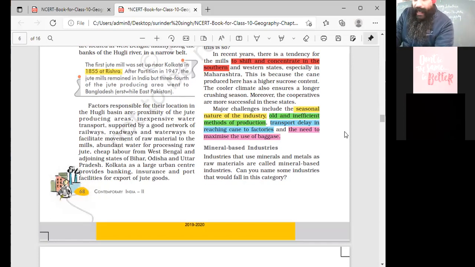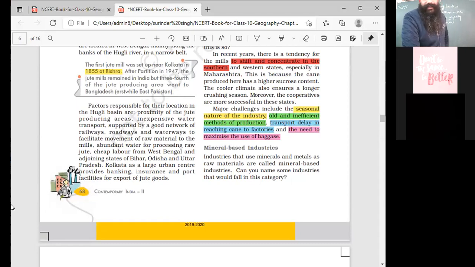The sugar industry is known as a sick industry. Reason: because of low production. Production as per the demand occurs less in sugar industries. That's why it is known as a sick industry. Clear? So this is the end of agro-based industries. First cotton textiles, second jute industries, third the sugar industries.